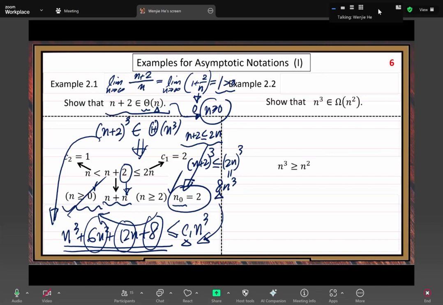Second question. This time big omega, only lower bound. You do not need to do the upper bound. The lower bound, you can see, is very easy. For n cubed, we know n should be non-negative integers. So we can see this inequality holds for all non-negative integers n. Then we have C. Sorry, we only need one C. C equals 1 and n0 is 0 by the definition. So that's the second example.